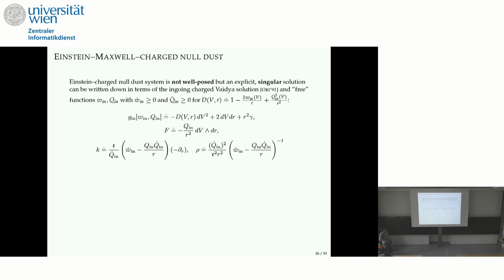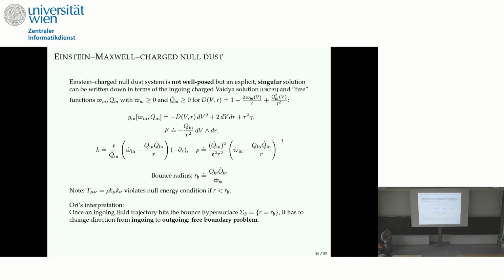So the Einstein-charged null dust system is not a well-posed system. But one can give an explicit singular solution to that system in terms of the ingoing charged Vaidya solution and some free functions omega. So it's not well-posed, but you can explicitly write down solutions of that system in terms of the Vaidya metric. And this is what I've depicted here.